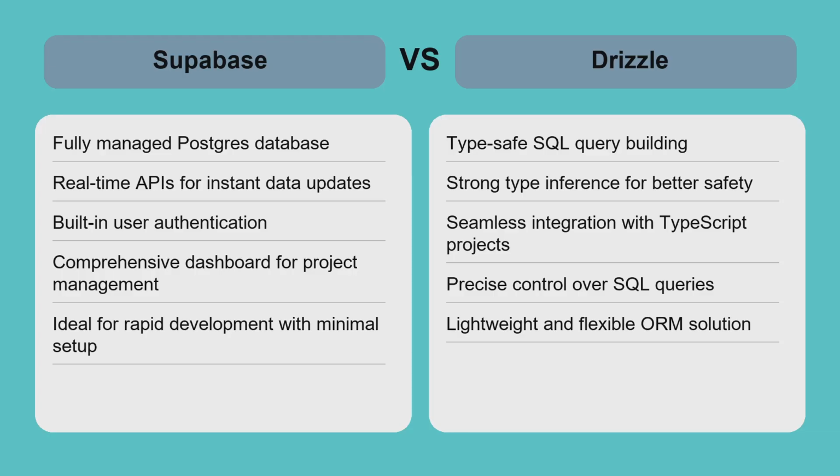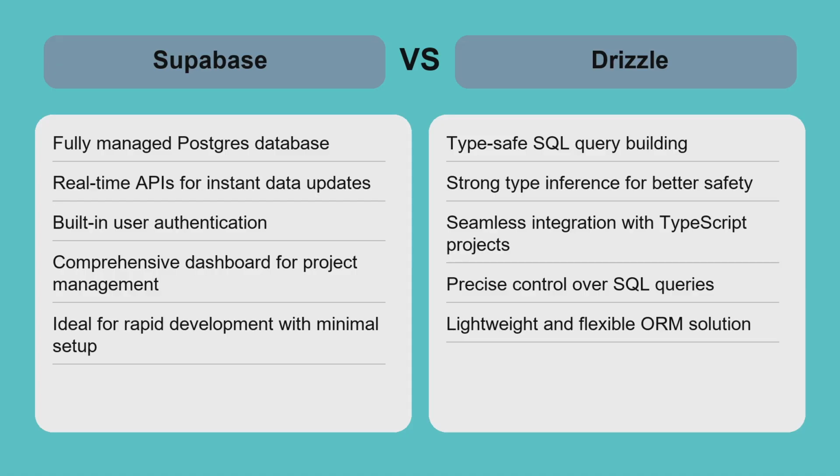Comparing Supabase and Drizzle comes down to project needs. Supabase offers an all-in-one backend platform with database, real-time APIs, and authentication, ideal for rapid development and managed infrastructure. It suits startups or teams looking to avoid backend complexity. Drizzle, on the other hand, is a specialized ORM focused on type-safe query building within TypeScript environments. It offers more control and flexibility, but requires additional tools for authentication and real-time features.